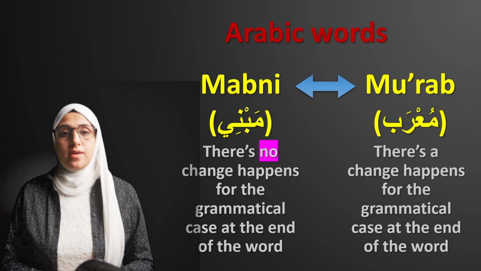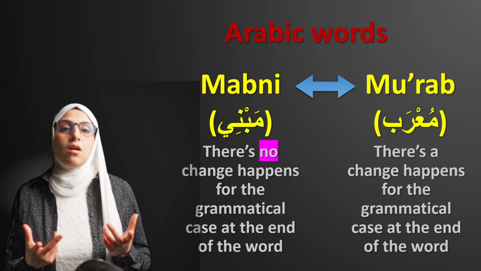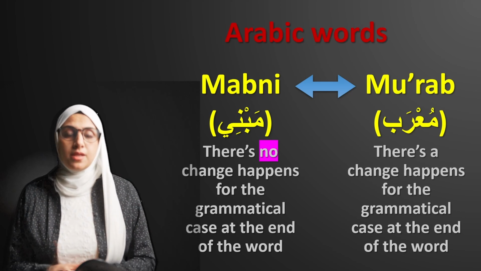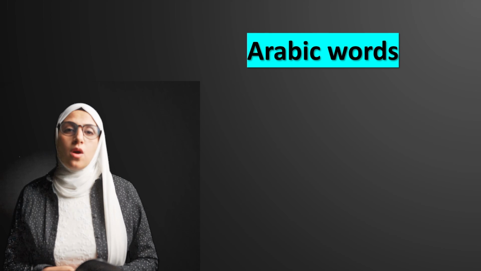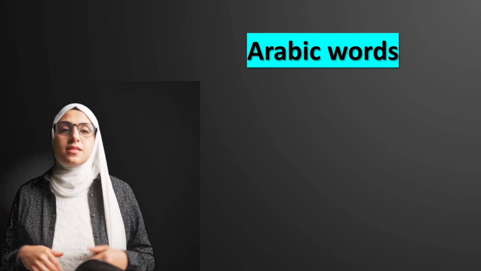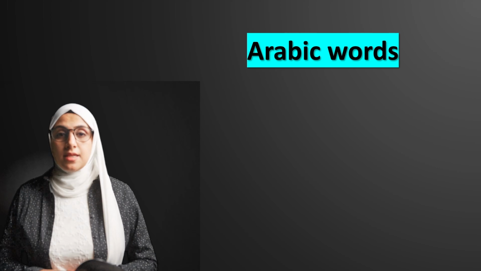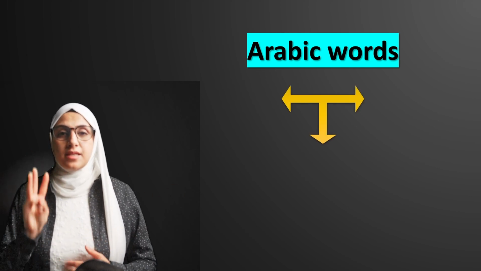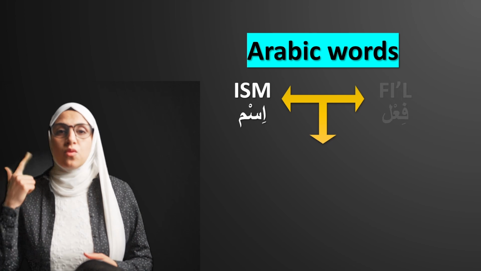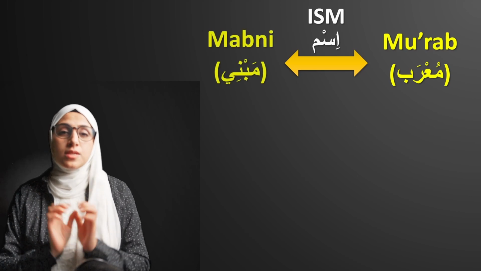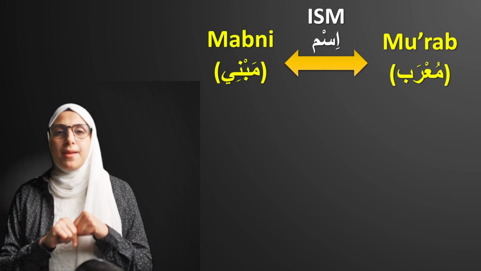The question now is, what are the words that are معرب and the words that are مبني? We learned it in the previous lesson, lesson 1. If you didn't watch it, see it first please. You will find the link in the description box. So we learned in that lesson that all Arabic words are one of three categories: اسم or فعل or حرف. All اسم words are معرب except for some groups that are مبني.